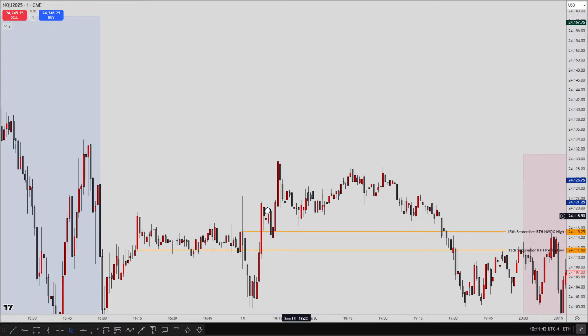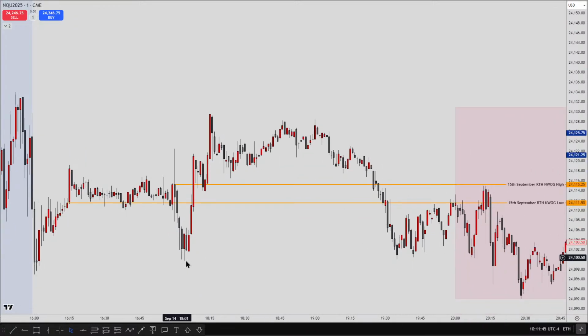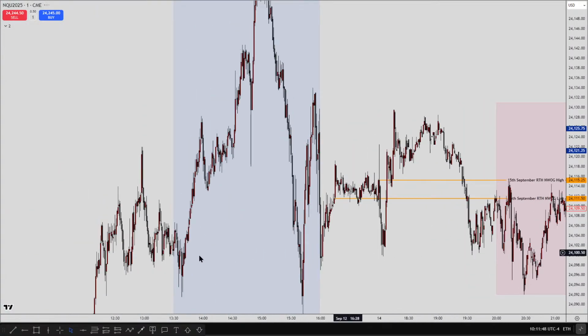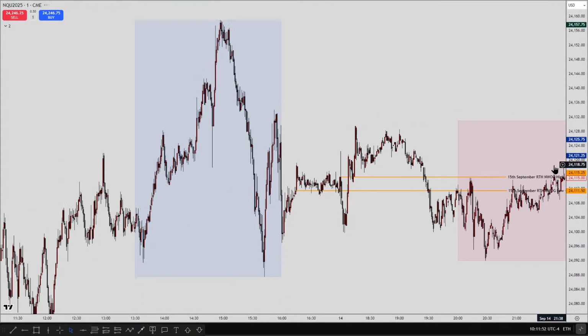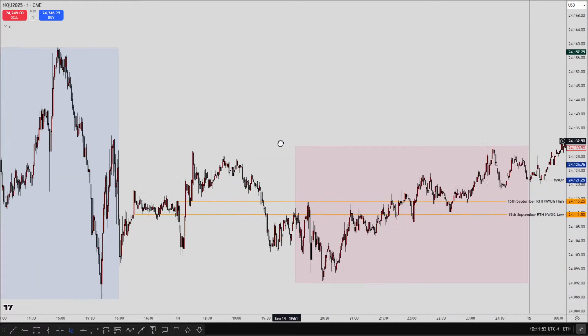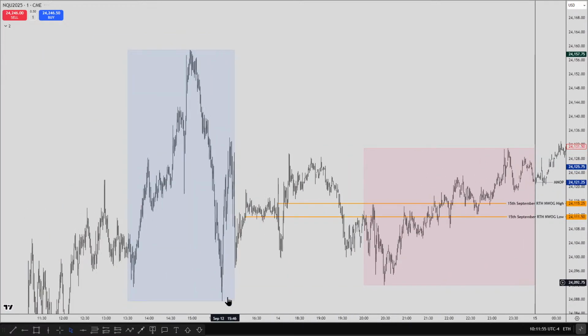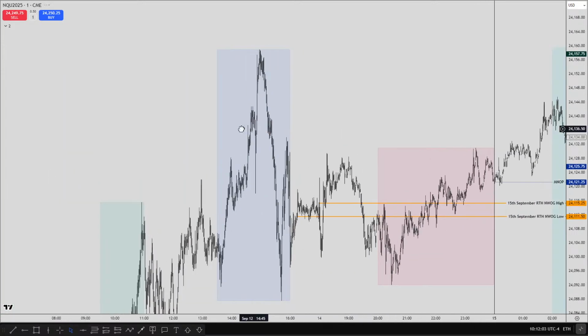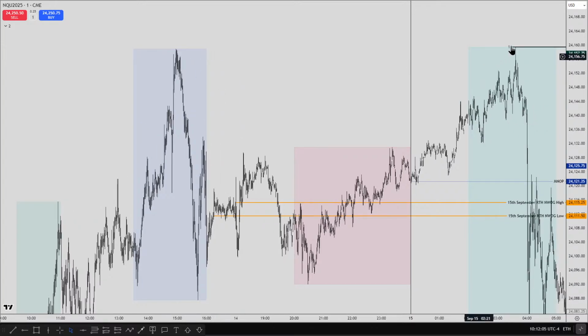Then it went and manipulated the sell side, but I was asleep, so I didn't catch the buys into the major buy side. I posted this in Discord, by the way. The setup with the major sell side, the initial sell side, initial buy side, and then the New York PM liquidity, which ended up getting reached during London.